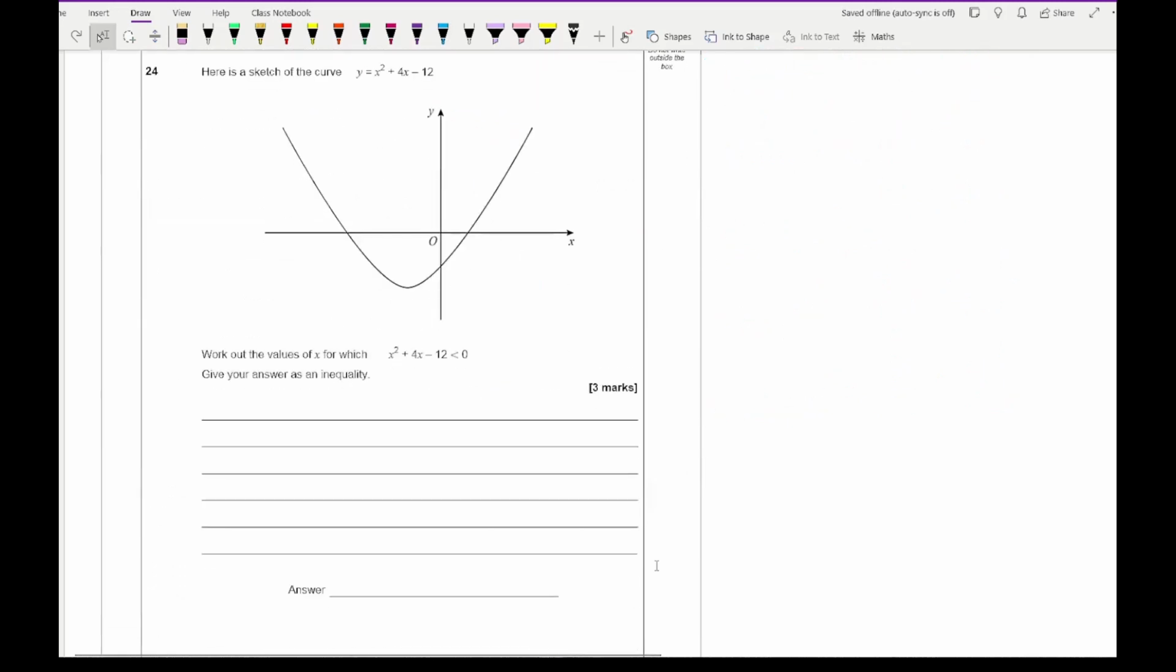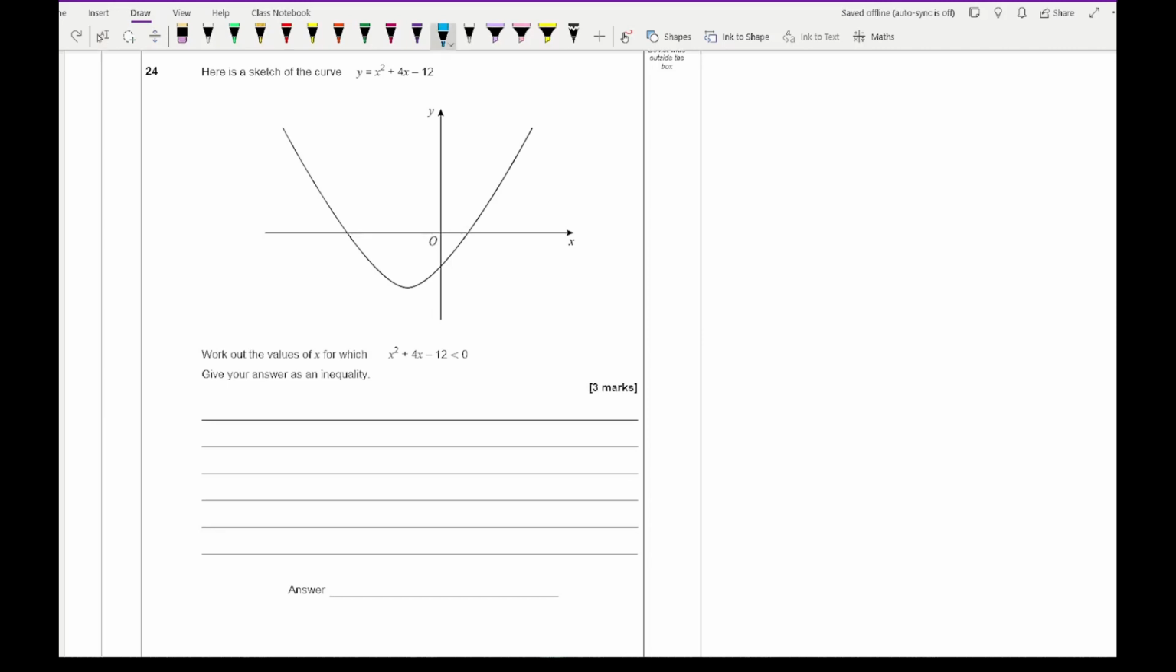Now moving on to question 24, it says here is a sketch of y equals x squared plus 4x minus 12, and the question is asking us to work out the values of x for which x squared plus 4x minus 12 is less than 0, and it says give your answer as an inequality.